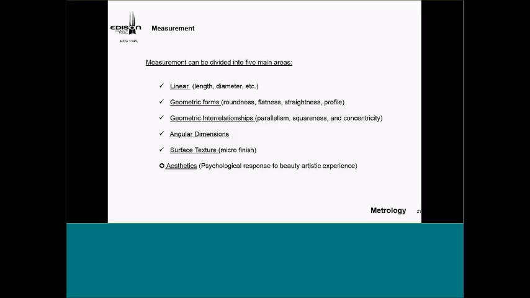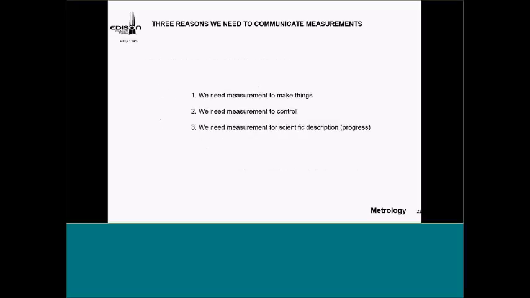If you saw a brand new Corvette going down the road and you look at that and you're saying, oh man, that is really sharp. That's really some beauty there. Well, that's the aesthetics value. So we measure every day in everything that we do. So why do we measure and how do we communicate that? Or why do we communicate?